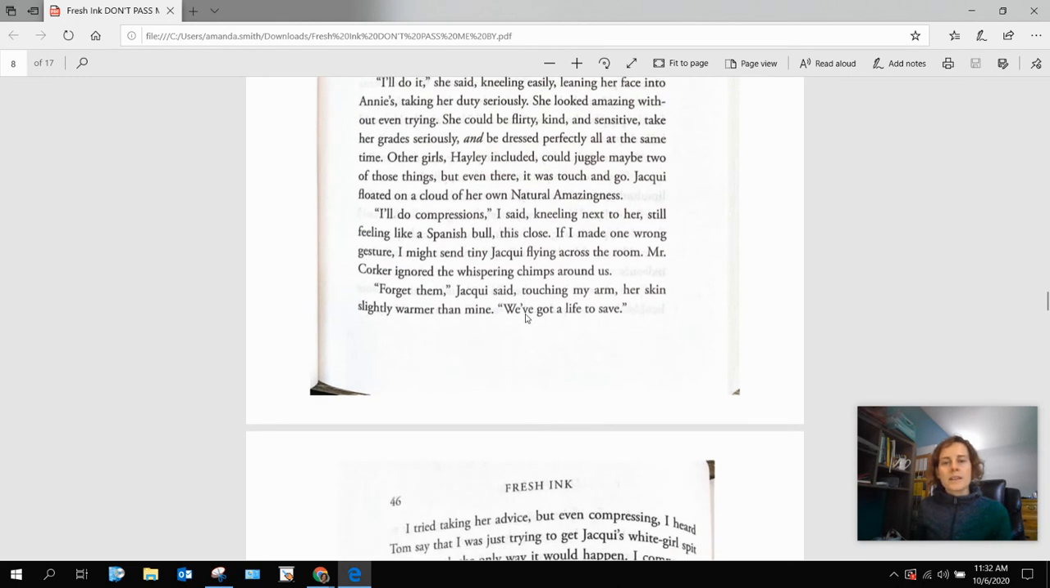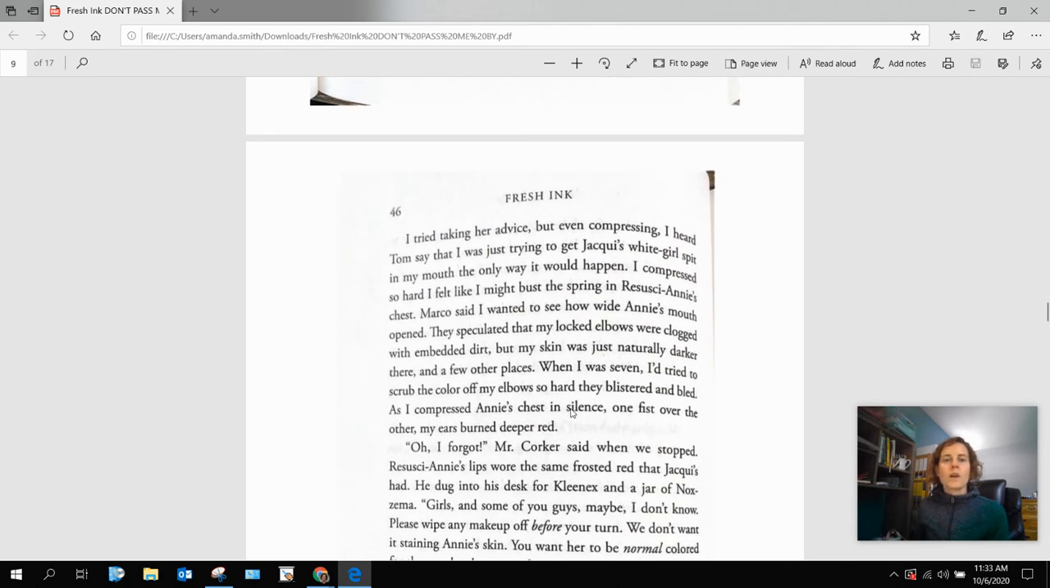I'll do compressions, I said, kneeling next to her, still feeling like a Spanish bull this close. If I made one wrong gesture, I might send tiny Jackie flying across the room. Mr. Corker ignored the whispering chimps around us. Forget them, Jackie said, touching my arm, her skin slightly warmer than mine. We've got a life to save. I tried taking her advice, but even compressing, I heard Tom say that I was just trying to get Jackie's white girl spit in my mouth the only way it could happen. I compressed so hard I felt I might bust the spring in Recessa Annie's chest.